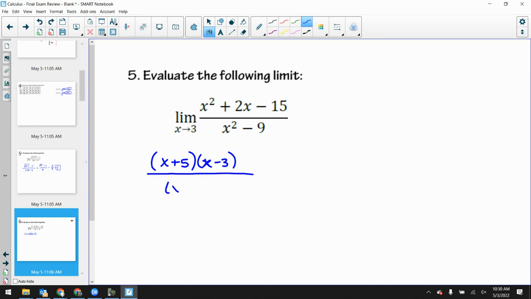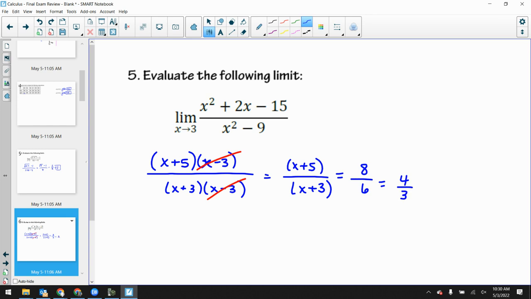And then that's still over x plus 3, x minus 3, right? X squared minus 9 is the difference of squares, so it's plus 3 minus 3, which we see that the minus 3's will cancel out, leaving us with the x plus 5 over the x plus 3. And can we directly substitute now? Yes. Plug in the 3, I get 3 plus 5 is 8, over 3 plus 3 is 6, so 4/3.